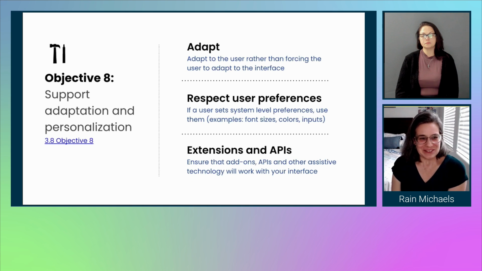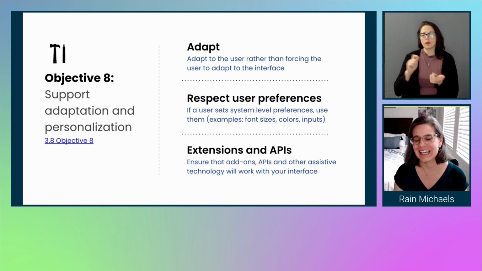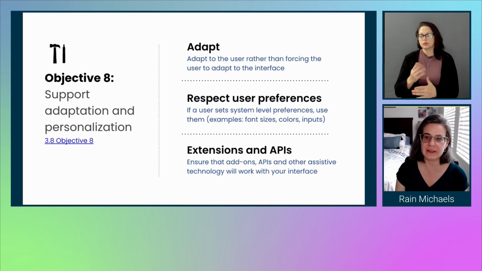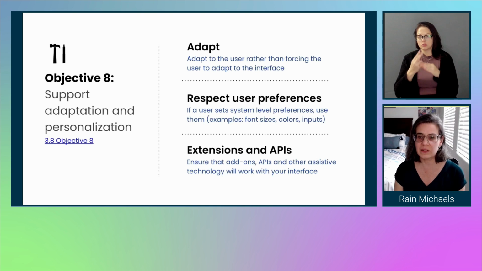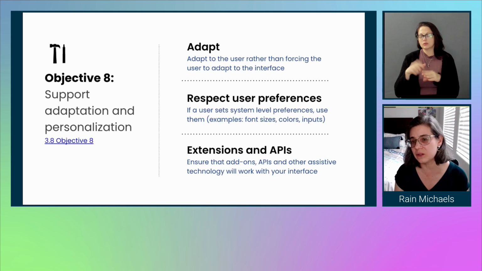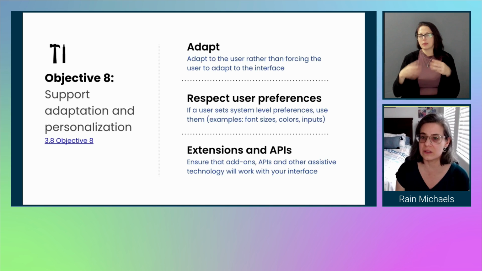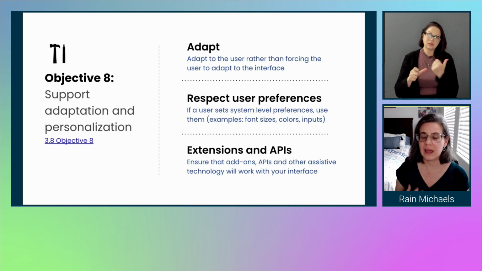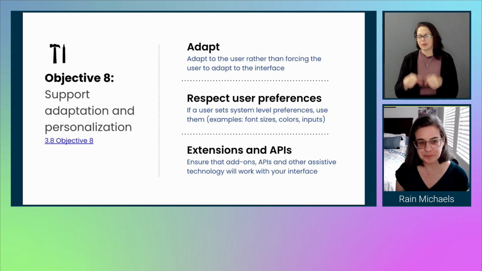And finally, Objective 8, which is support adaptation and personalization. This one is my personal favorite. The user knows best what they need and what will support them and give them the best experience. So adapt to them. Adapt to the user rather than forcing them to adapt to you. Find ways to set up your design to be used in multiple ways so that they can use their strengths, they can use the assistive devices that they may be using, and they can do so successfully.